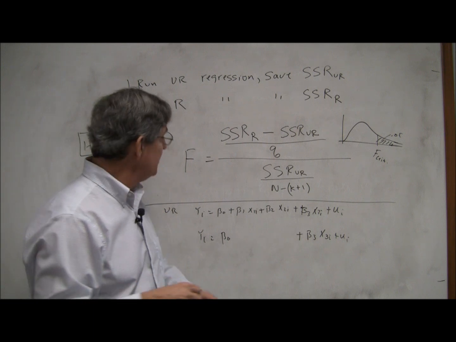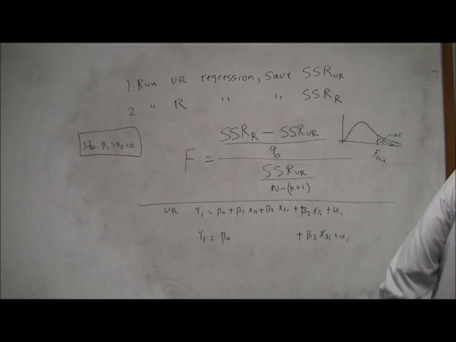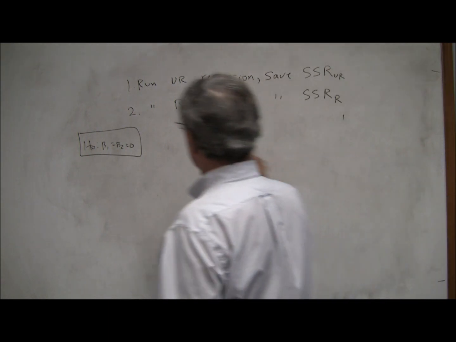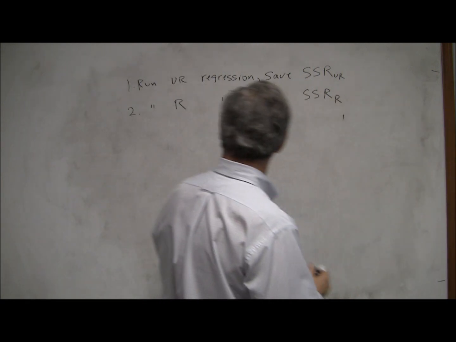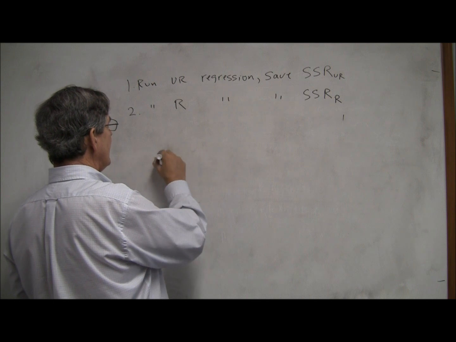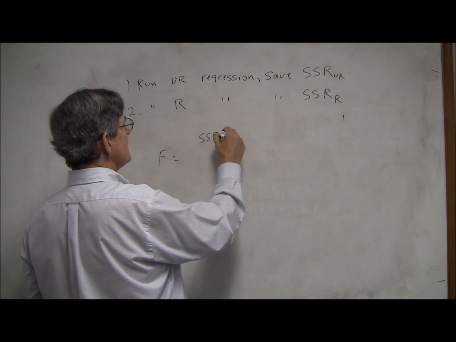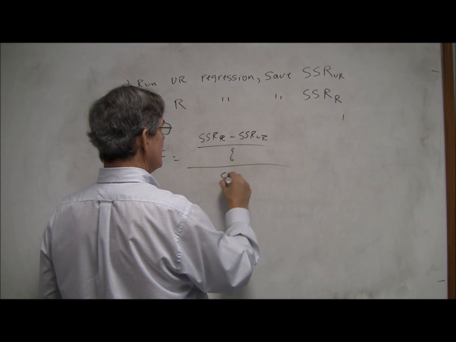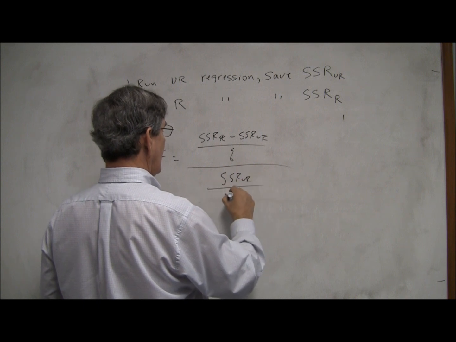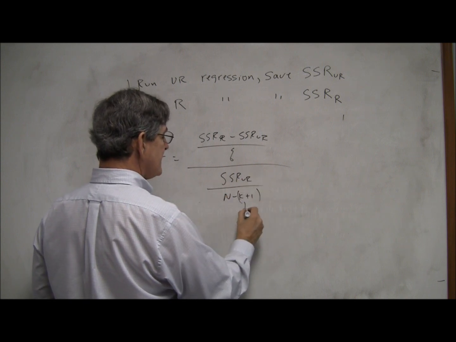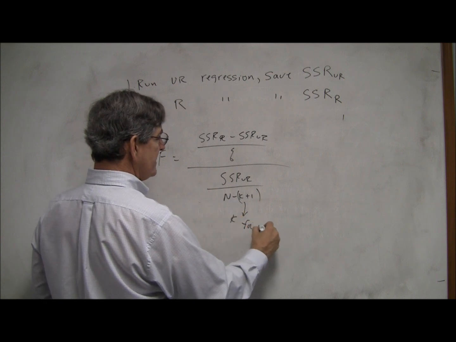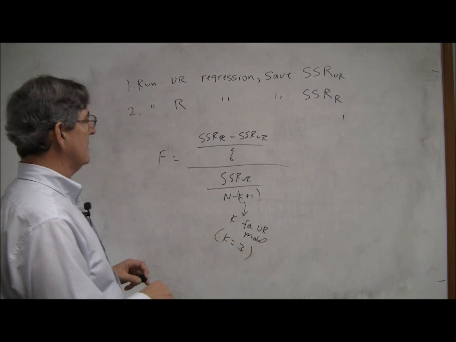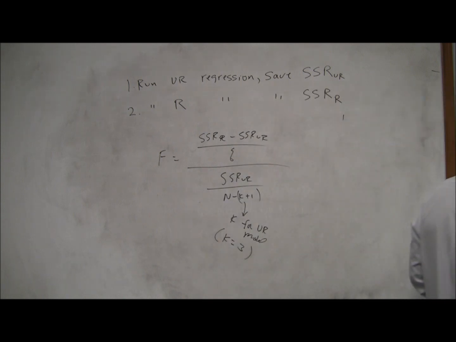Now, you can use, if you use that, when I wrote that F, it was the sum of squared residuals restricted minus the sum of squared residuals unrestricted over q, divided by the sum of squared residuals unrestricted over n minus k plus 1. That's the k for the unrestricted model. In the case I just did, k was 3. Okay, forgot to say that.